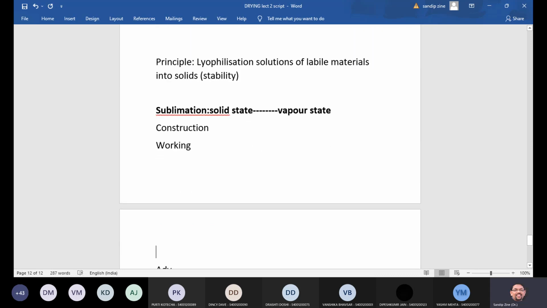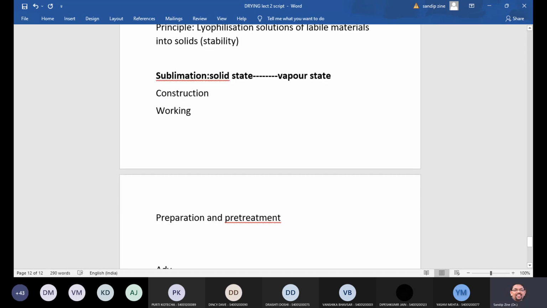Working, you can say preparation and pre-treatment. You can write over here. This is the first step. Second step, pre-freezing for solidifying water.